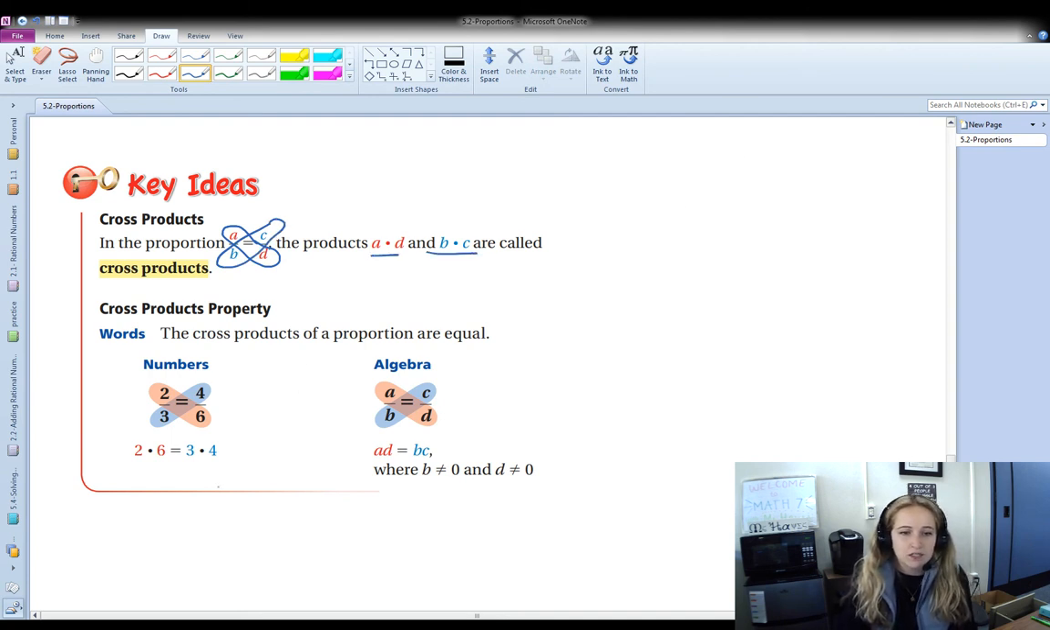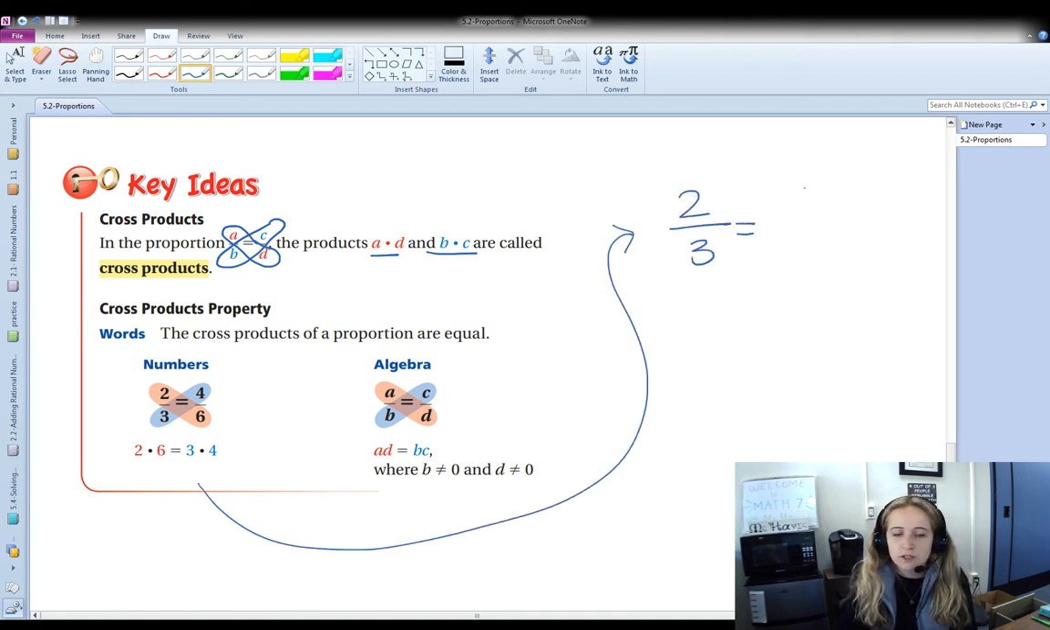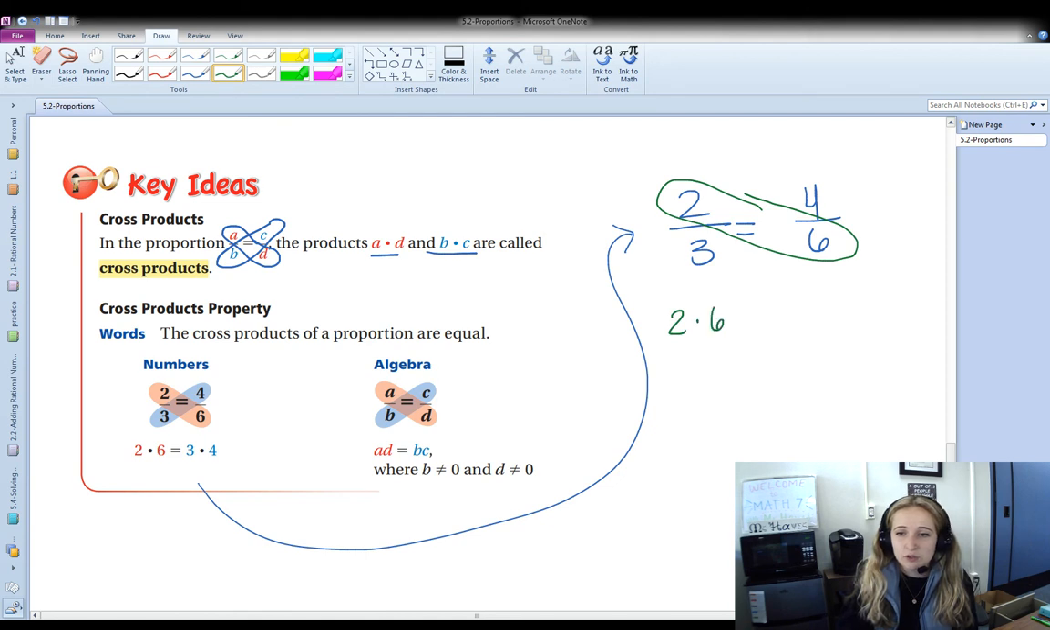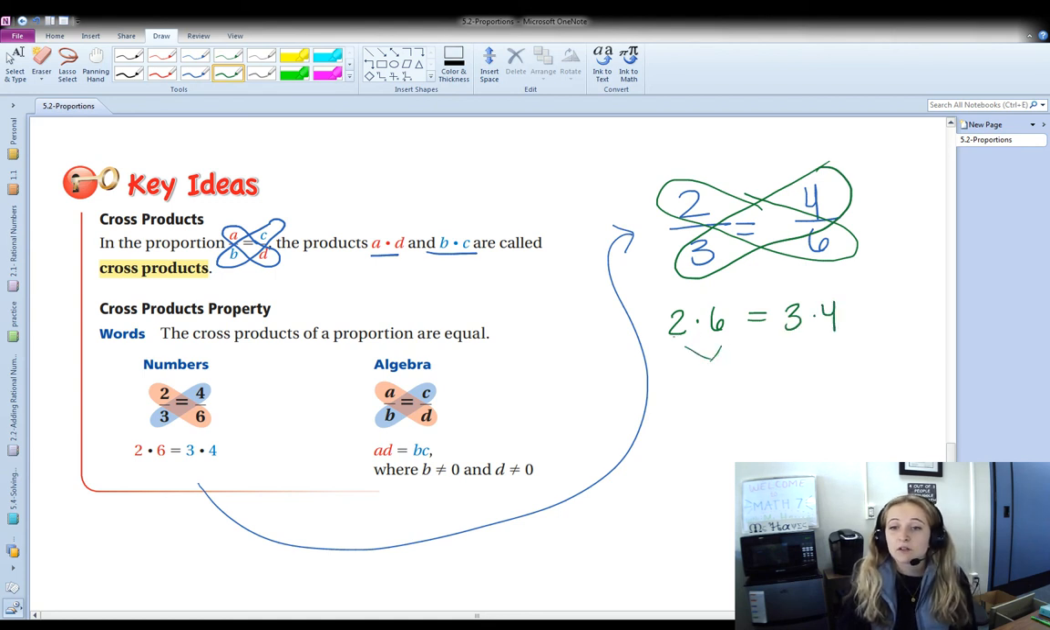So for example, let's look at this example over here. So we have 2/3 equals 4/6. If I wanted to decide whether these two ratios are proportional, what I would do is I'm going to draw my circles, okay? 2 times 6. So I would do 2 times 6 equals, and then multiply the other diagonals. 3 times 4. Simplify them down. 2 times 6 is 12. 3 times 4 is 12. If you multiply them out and they are equal to each other, you know that they are proportional.